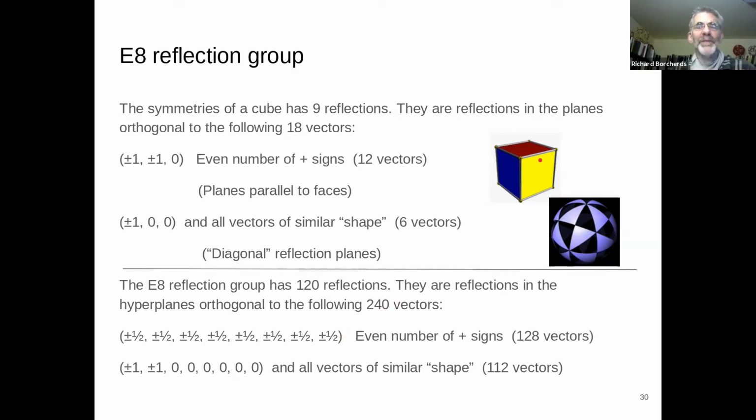You can think of this as in 3 dimensions. The analog would be that the symmetries of a cube are generated by reflections, giving you a reflection group that looks like this. You're reflecting in these great circles. So the reflection group of the E8 lattice is sort of similar, but lives in 8 dimensions rather than 3 dimensions.